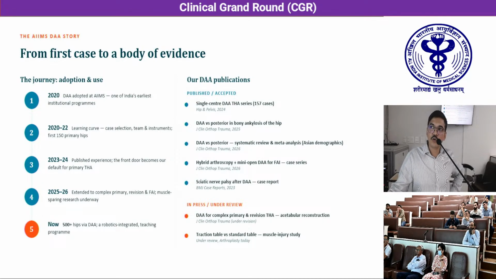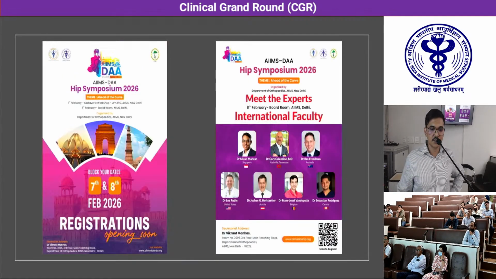In 2023 and 2024, the approach was extended to other indications, as new papers came out. In 2025 and 2026, it extended to FAIs, and muscle sparing research is underway. By now we have done more than 500 cases, extended to all the possible indications for the hip, including hip preserving and hip replacing. And these are a few papers which are under review and in press.